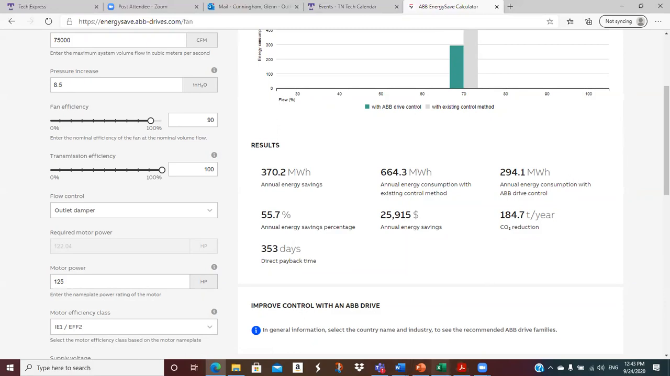How do you get your internal rate of return? Yeah, let me.